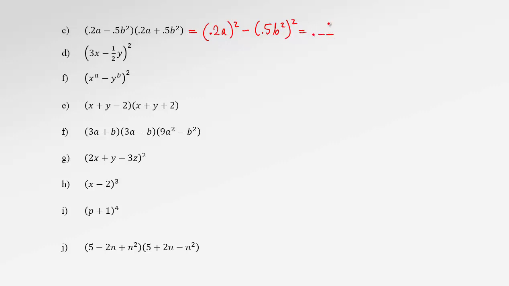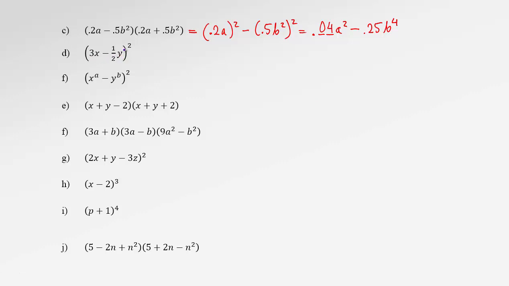Since 2 times 2 is 4, we write the 4 at the last place, and then we need to fill up this empty spot with 0. So 0.2 squared is 0.04. A squared obviously is a squared, and then minus again 0.5 squared is 0.25. And then b squared to the square is b to the 4. That will be our final answer.